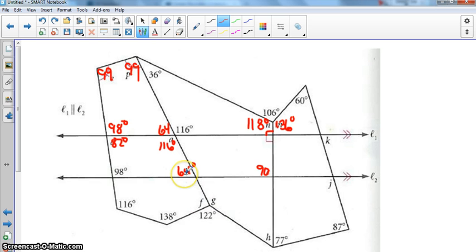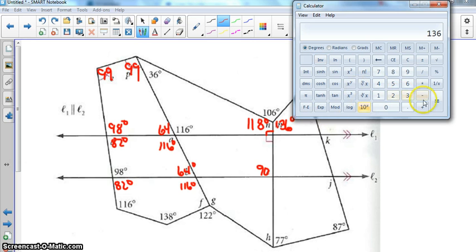So we need to know 4 out of the 5 to get F here. Well, if this is 64 degrees, this would be its supplement, right? So this would be 116. It's also corresponding to 116 up here. So if this is 82 up here, it corresponds to this angle 82 down here. So hey, we know 4 out of the 5, so we can actually get F.